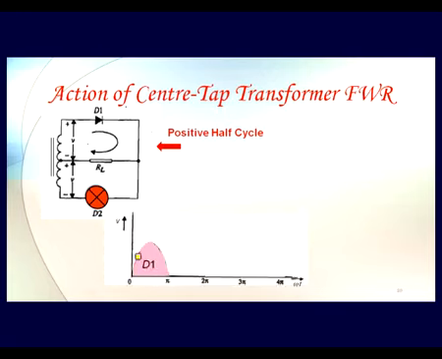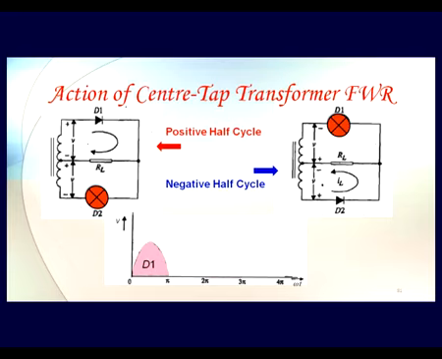Now this is how we are getting our first half cycle, which is through D1. If we go to our negative half cycle, in this case the upper part of the secondary is negative, but the lower part is now positive. Since this lower part is now positive, D2 will be conducting, whereas D1 will be reverse biased. So current is going to flow through D2 and through the load go back to the center tap.